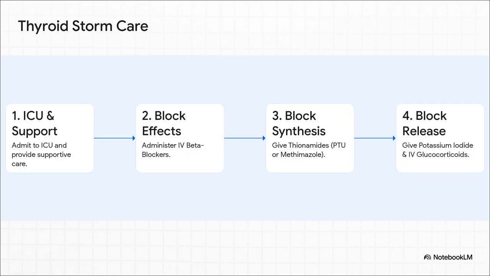Okay, so management is a full-court press. You have to hit this from multiple angles all at once. First, you block the hormone's effects on the body with IV beta blockers. Second, you block the factory from making any new hormone with a thionamide. Third, and this timing is absolutely critical, at least an hour after that, you block the release of all the pre-made hormone with potassium iodide. And finally, you give steroids to block the conversion of T4 into the more powerful T3. It's a complex dance for a complex crisis.